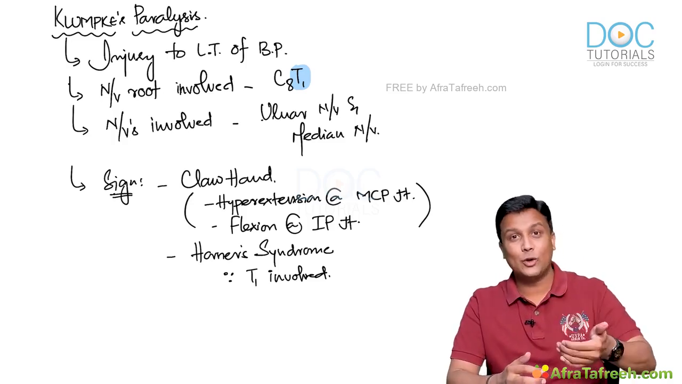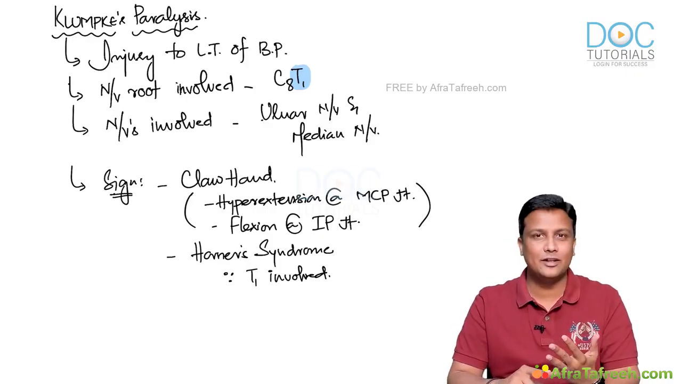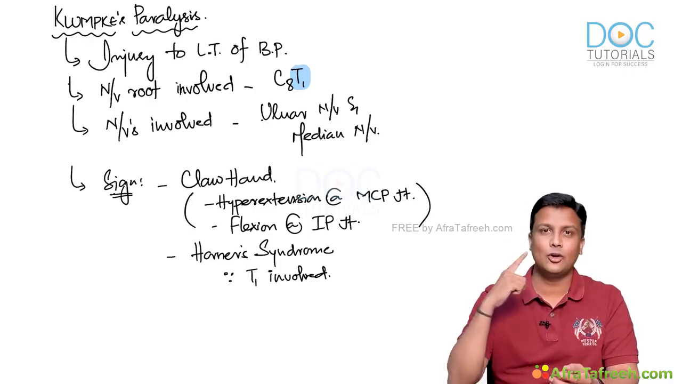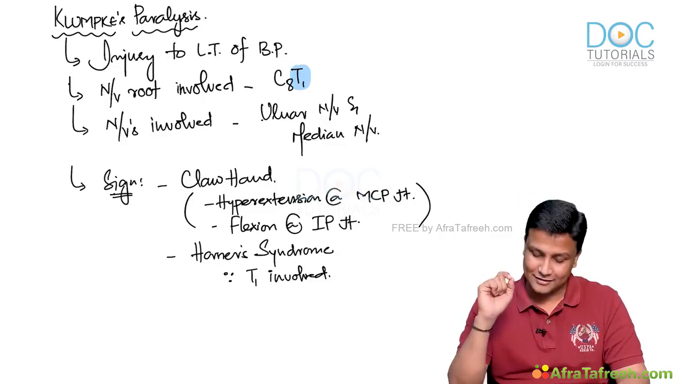So how to find out clinically it is Klumpke's paralysis? You have to find ulnar nerve and median nerve injury, that is your claw hand, along with Horner syndrome, that is Klumpke's paralysis, guys. I hope that clears the thing.